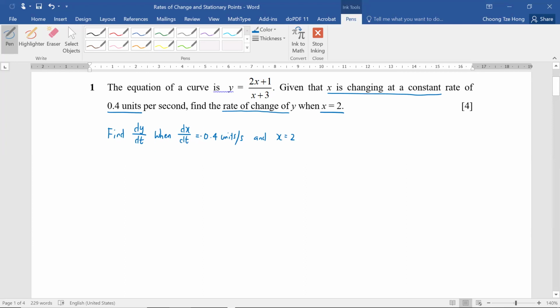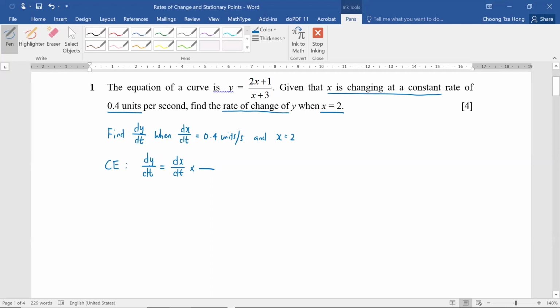Okay, so the next step is to write down the connected equation. C stands for connected equation. The thing that they want you to find, you always put at the left side. So dy over dt is equal to, now you already know the value of dx over dt, so we'll write dx over dt here. Then ask yourself one question: dx over dt multiplied by what will give you dy over dt?